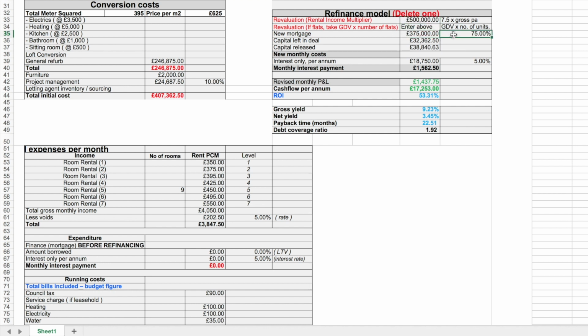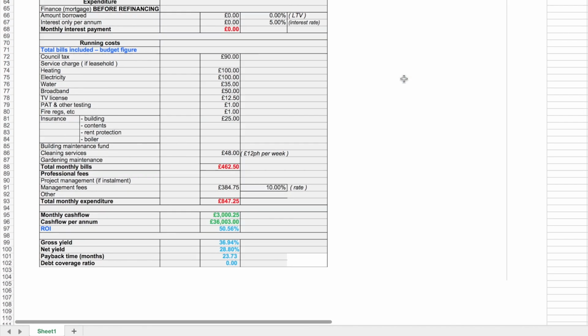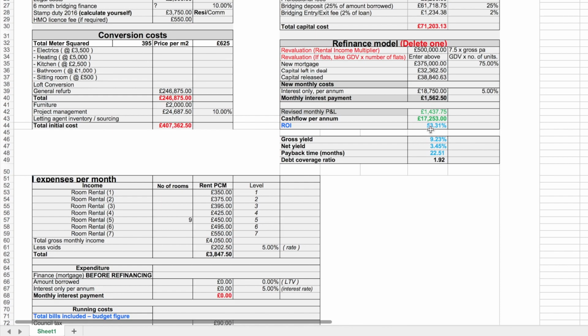So of course, 75% of the GDV is going to be that much money. It will tell you how much money you're going to leave in this deal, 32k, and how much money you're going to release. Obviously, if you're refinancing it, you're going to have a long-term mortgage on it now, 25 years, 30 years, whatever you go for. So you need to put the interest in there, and that's going to work out the interest per annum, and then it'll work out down here your new net. It's going to take this net and minus off this new mortgage that you put on it, which is almost half the money. So that's your net per year with a new ROI, gross yield, net yield, payback time.